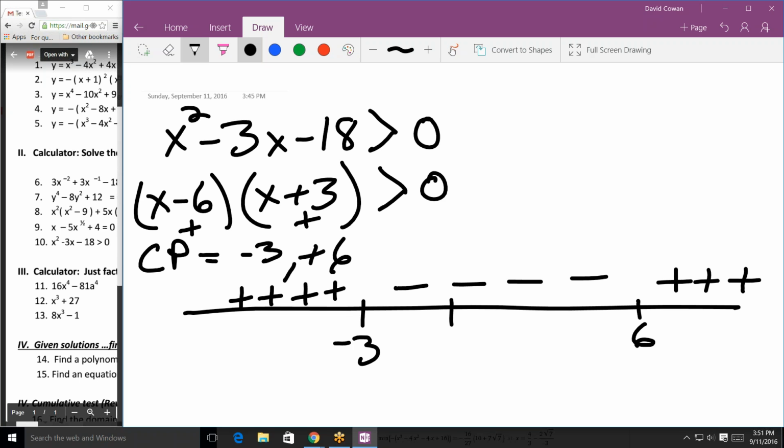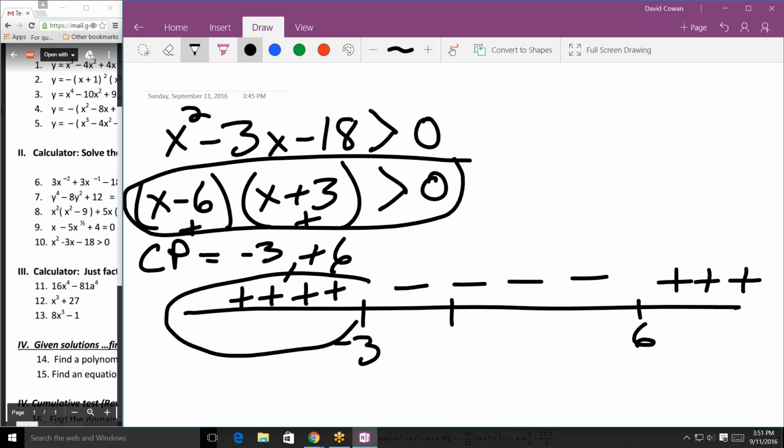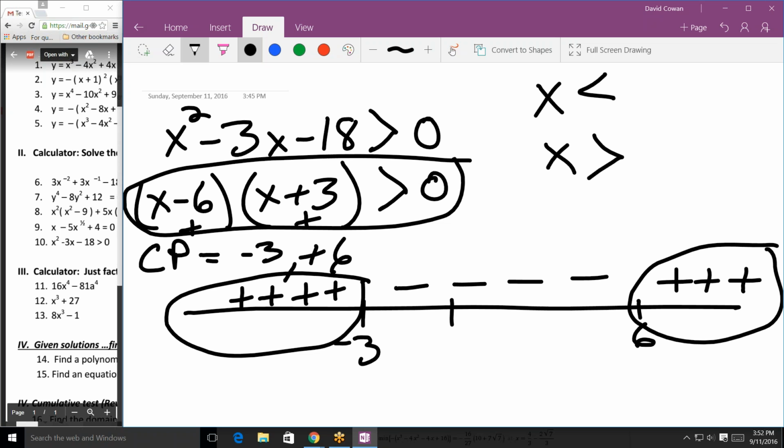Now, let's go back to the original equations. I'm looking for everything that's plus, greater than 0. Well, that's that and that. So my solution is what? X is less than what? Or x is greater than what? X is less than -3 and x is greater than 6. And there's your solution.